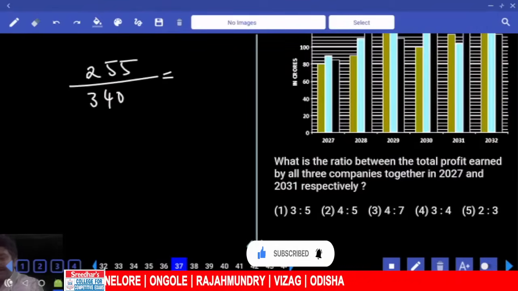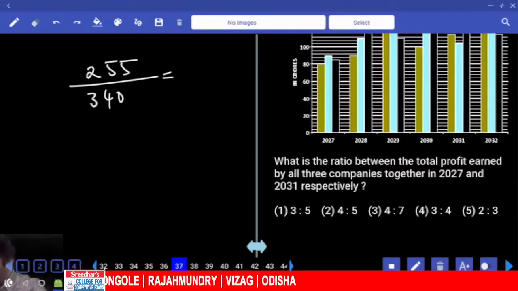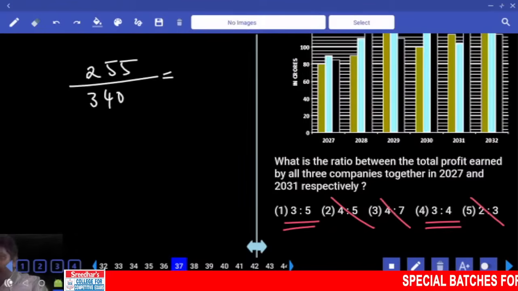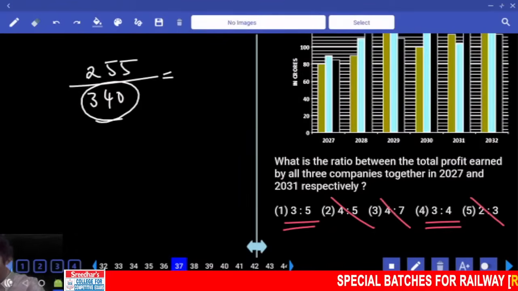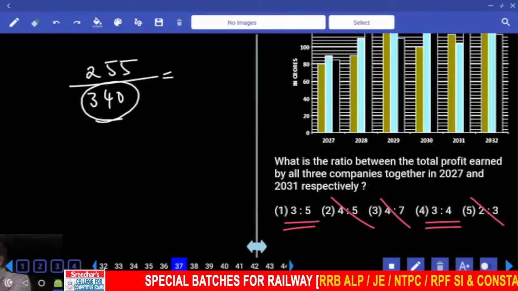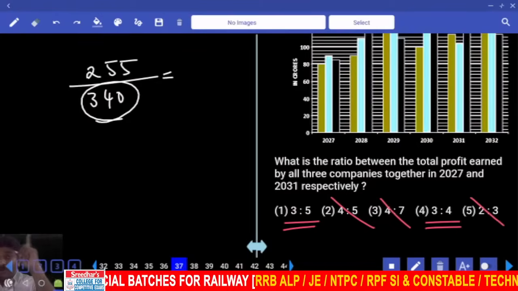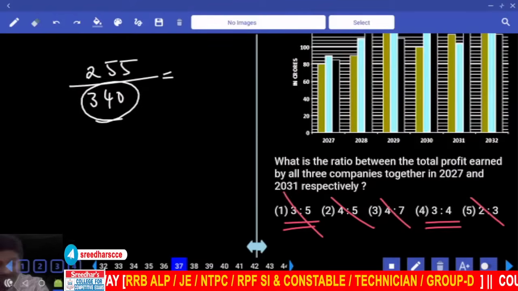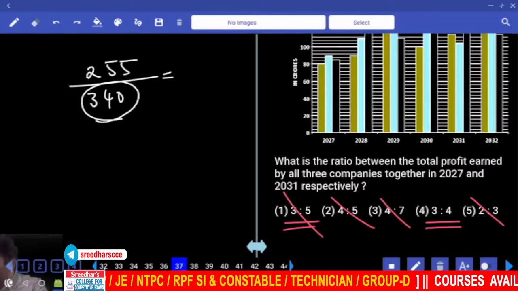Yes. So in the denominator, do we have a 3 multiple? No. So for the answer, the first number should be a 3 multiple. Correct? If you observe the options here, the second number is a 5 multiple, but here it is a 4 multiple. Look at the denominator. Do you have a 4 multiple? Yes. In the numerator, you have an odd number. So your second number should be a 4 multiple. So the answer is the fourth option, 3:4.